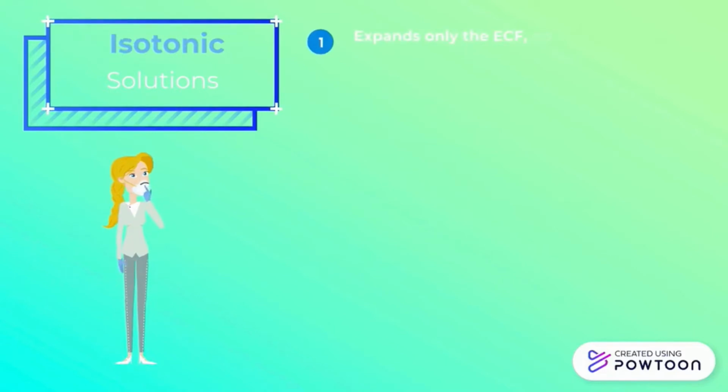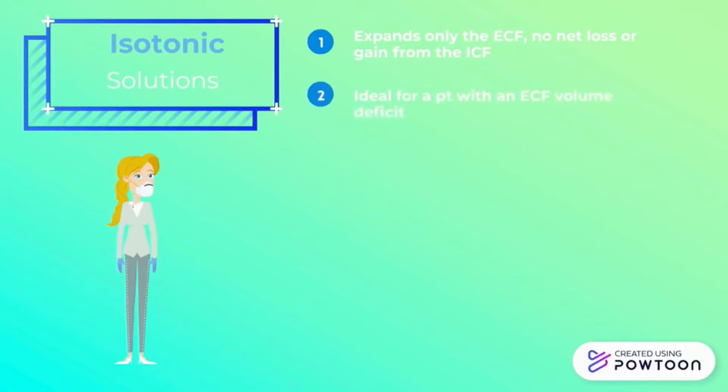Isotonic solutions create no net loss or gain from the intracellular fluid. It expands only the extracellular fluid. This would be ideal for a patient with an extracellular fluid volume deficit.